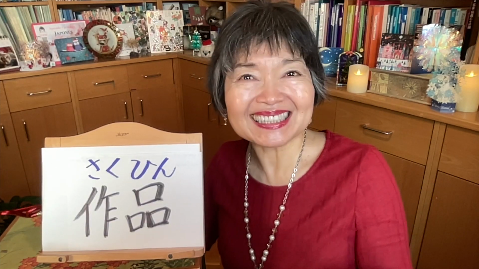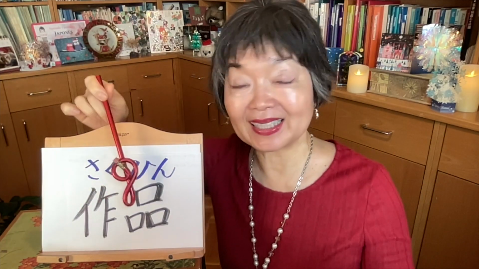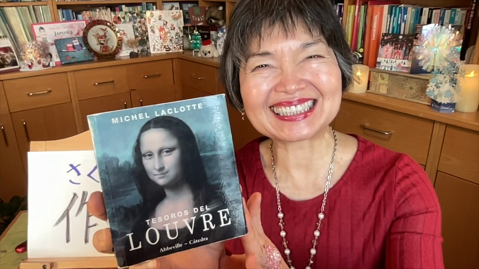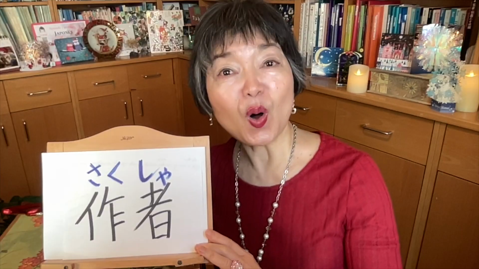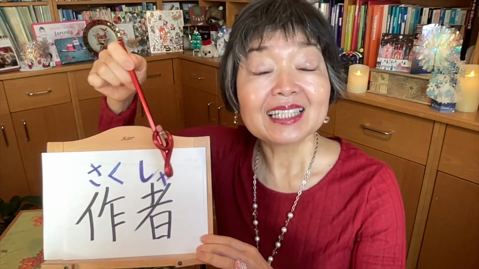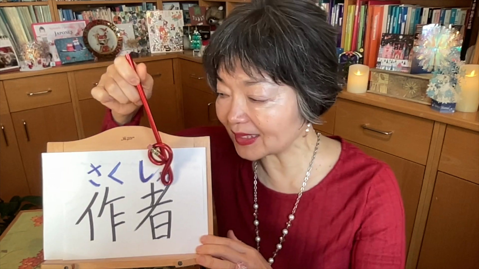A piece of work, creation or performance, 作品. This 品 means product, the product that has been made. But we usually talk about 作品 as a piece of art or a piece of work. This piece of work is very famous. この作品はとても有名です。Author or creator, 作者. This 者 means person, so person who has made this work.